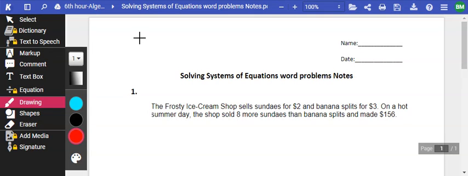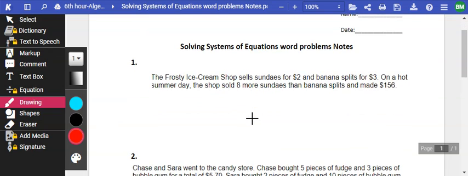We're going to look at a few word problems here. We're going to start with this. The Frosty Ice Cream Shop sells sundaes for $2 and banana splits for $3, so we're going to call them S and B. On a hot summer day, the shop sold 8 more sundaes than banana splits.